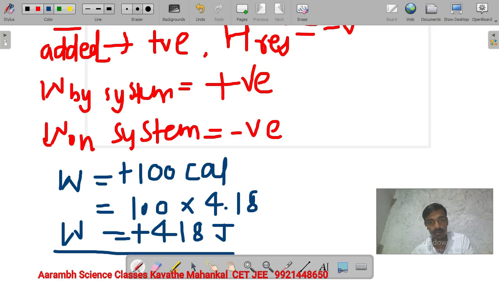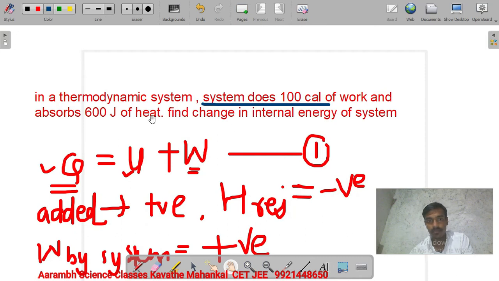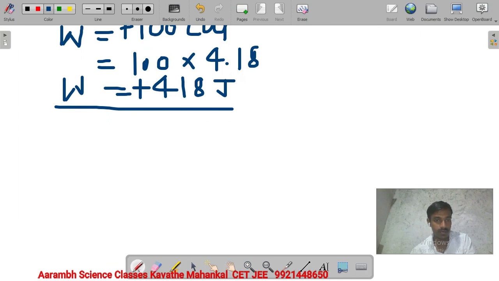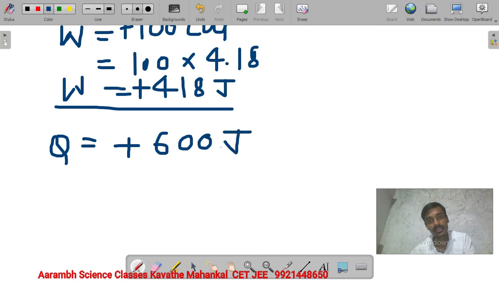Correct. Okay, let's move to the value of the heat. They were talking about the heat also. The system absorbs 600 joule of heat. It means heat is added to the system, so you have to again take it as positive. So Q is equal to plus 600 joule, because heat is added to the system, so you have to take it as positive.